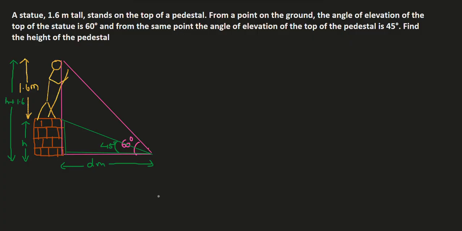From this same point, the angle of elevation of the top of the pedestal, this is the pedestal and this is the top of the pedestal, when observed, is 45 degrees. We have to find the height of the pedestal. Let it be h meters and this is d meters.